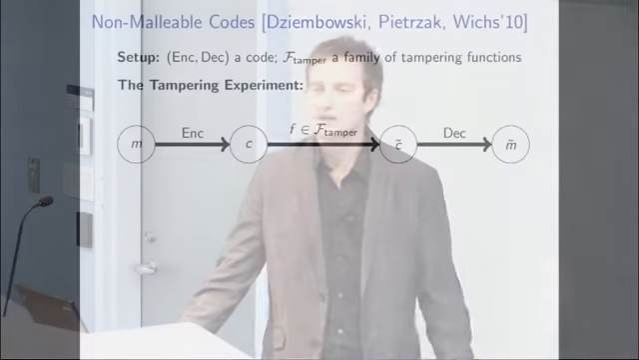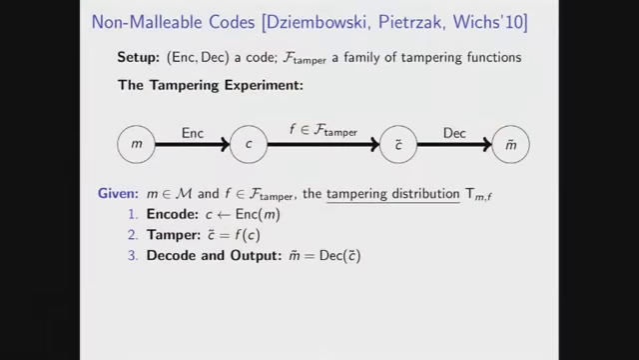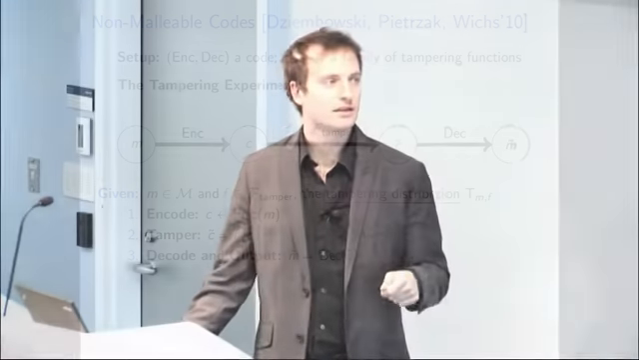Anytime you have a code and you have some sort of tampering that you're trying to defend against, you can consider the tampering experiment. This is specified by a message and a tampering function. You take your message, you encode it to C, you tamper it to C tilde, which is just f of C, and then you decode it to M tilde, and then you output M tilde.